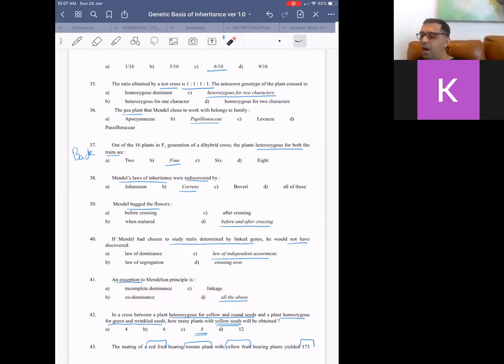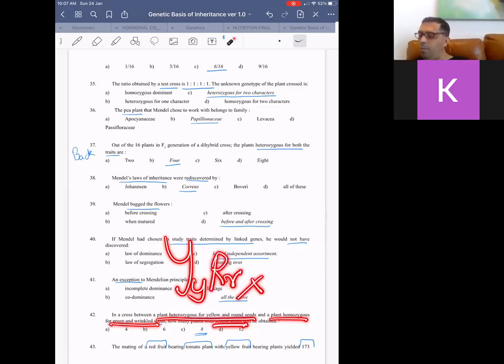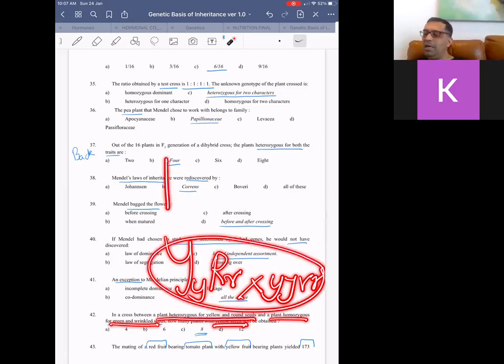In a cross between a plant heterozygous for yellow and round seeds and a plant homozygous for green and wrinkled seeds, how many plants will be yellow seeds? Plant heterozygous for yellow and round, capital Y, small y, capital R, small r, and homozygous for green and wrinkled, small y, small y, small r, small r. How many will be yellow? So what is capital Y small y, capital R small r into small y small y, small r small r? It will become a dihybrid test cross.